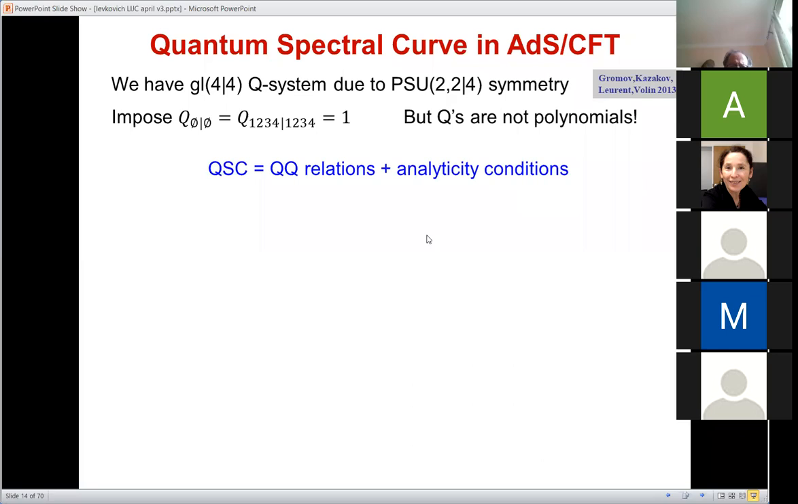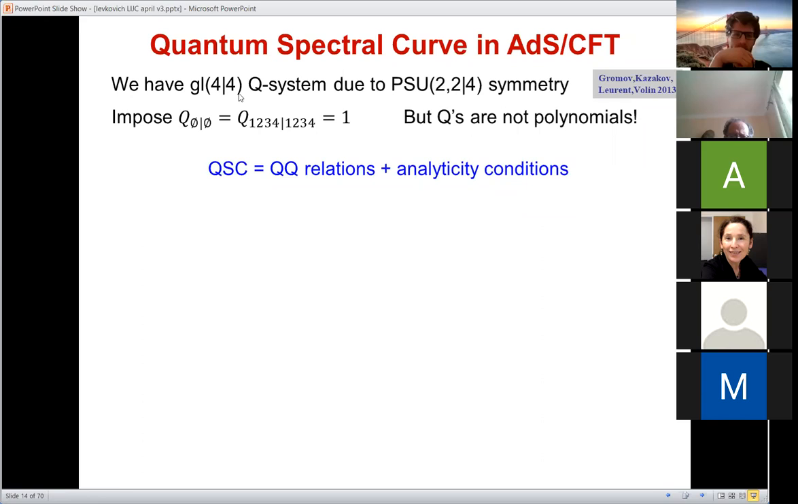So the starting point is that here in super Yang-Mills, we have PSU(2,2|4) symmetry. So that's a particular real form of GL(4|4). So the construction will start from the GL(4|4) Q system that I just described. But the first difference is that the boundary conditions are different now. Q empty set and Q full set of indices are both equal to one. This in some sense reflects this P part of the PSU.